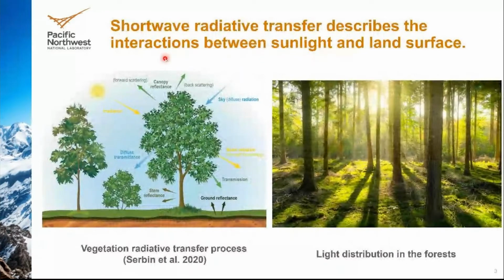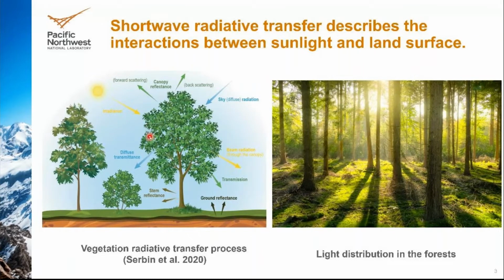Okay, let's turn to today's presentation. Shortwave radiation schemes, also known as shortwave radiation transfer, describe the interaction between sunlight and the land surface, like this figure shows of the vegetation canopy radiation transfer process. The incoming direct radiation and diffuse radiation go through the canopy, and the canopy can absorb, reflect, and transmit the radiation. The transmitted radiation can be reflected or absorbed by the ground surface.